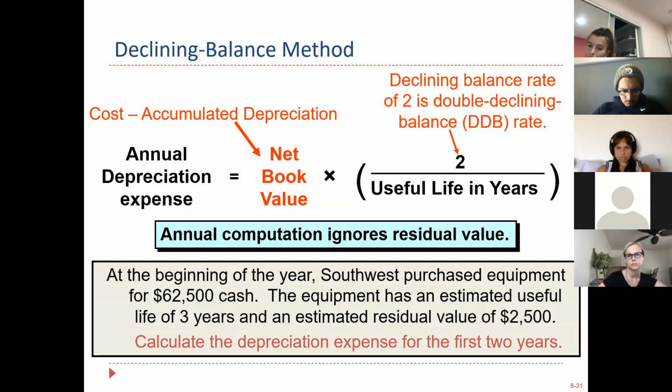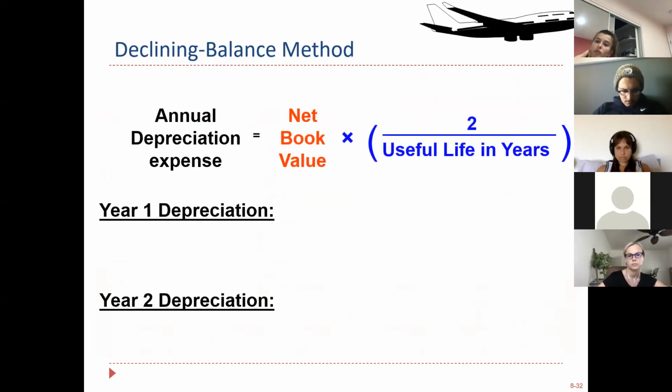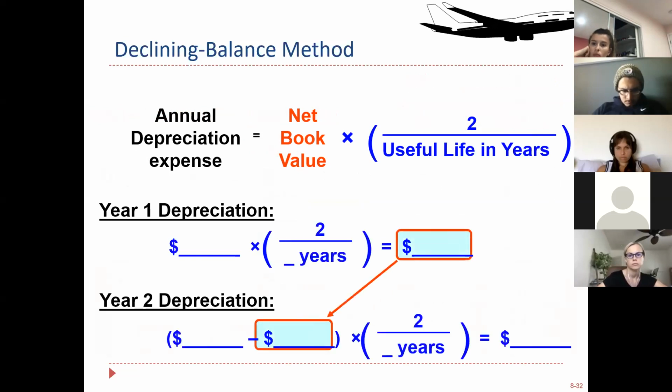So here we go. We got the same asset. It was 3 years, right? That would be 1/3. Take a look here.